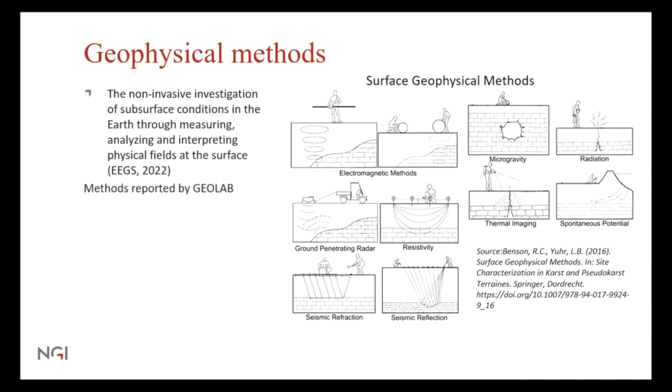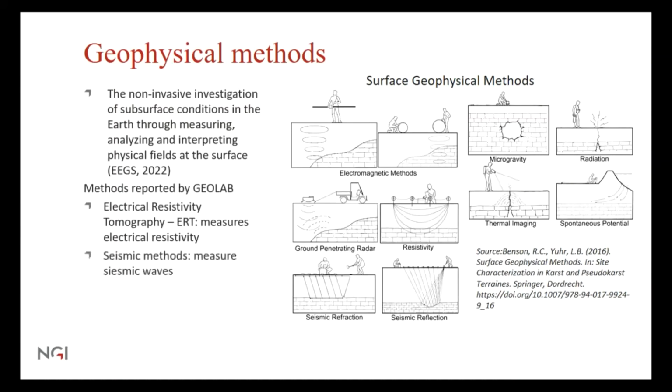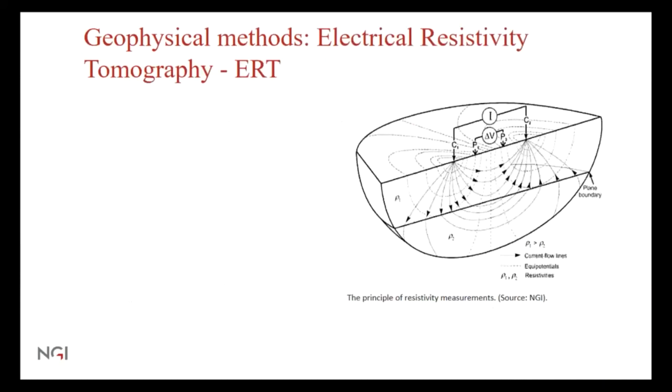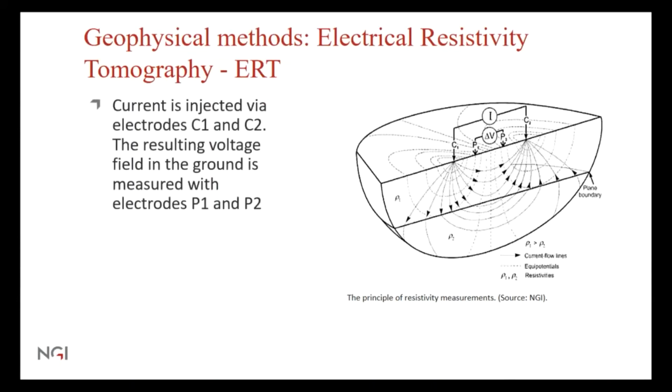And the methods that were reported by GeoLab partners include electrical resistivity tomography, which I have already shown some figures of, which measures electrical resistivities. You can also use seismic methods, which measure seismic waves, electromagnetic methods, which measure electromagnetic signals, and ground penetrating radar, which measures radio pulses. So it's classified into different methods based on different types of waves with different wavelengths, as I understand, different types of signals. This example here shows the principle of resistivity measurements through electrical resistivity tomography, short name ERT. The principle is basically to inject a current through electrodes, and the resulting voltage field in the ground is measured with a receiver.